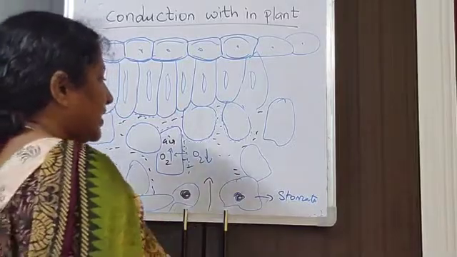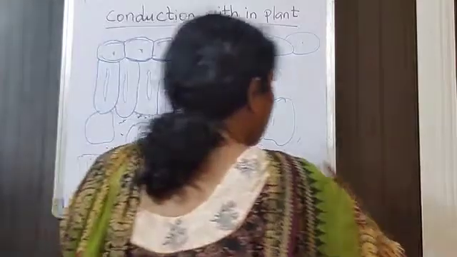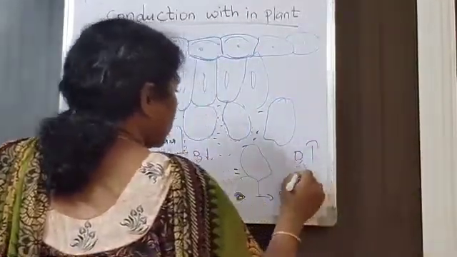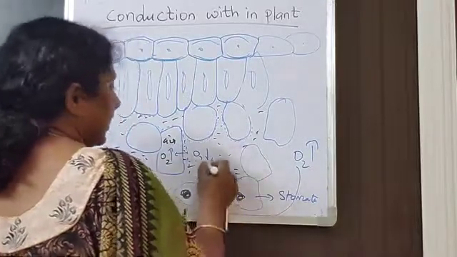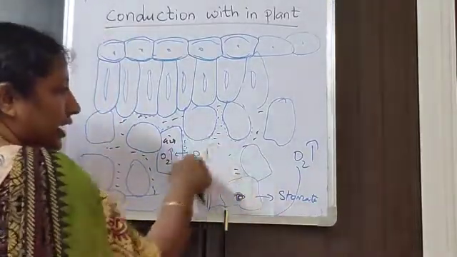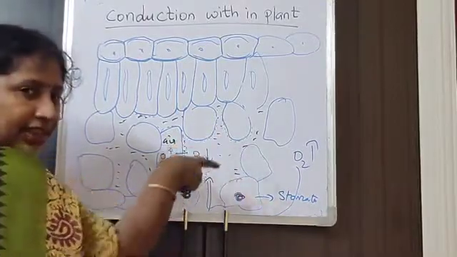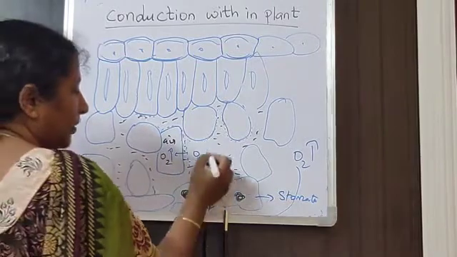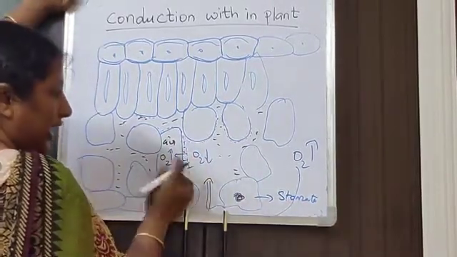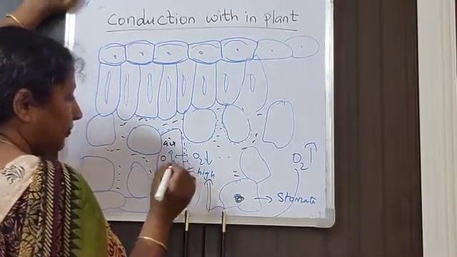So what happens? Now here it is low. Outside, that is the atmosphere, oxygen will be more. So it will enter through stomata. It will enter through stomata and enters inside the open place present in between the cells. Okay, now here high, here low. Clear? Now high to low. So diffusion is nothing but high to low.